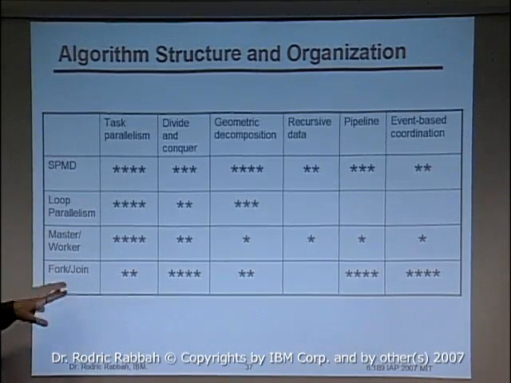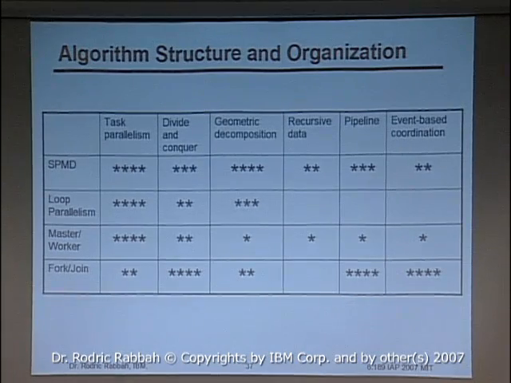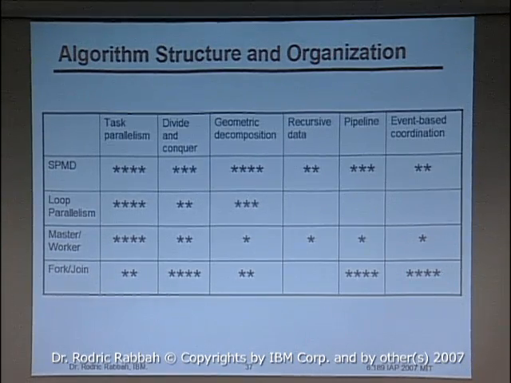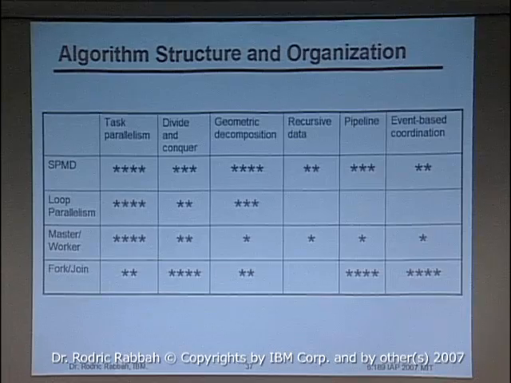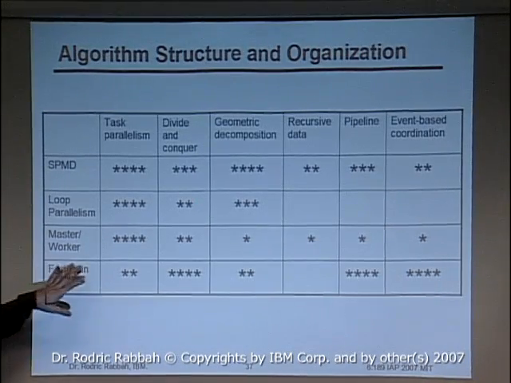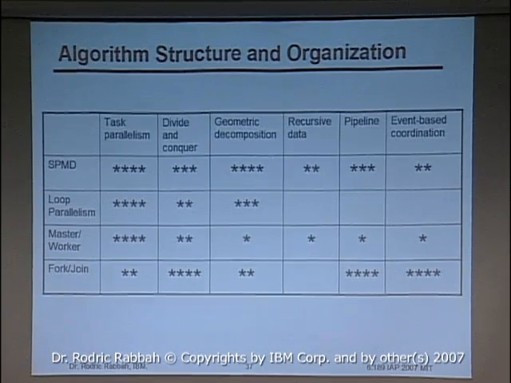Master worker and fork join are less suitable, often because geometric decomposition applies some distribution to the data, which has static properties that you can exploit in various ways. So you don't need to pay the overhead of master worker or fork join.